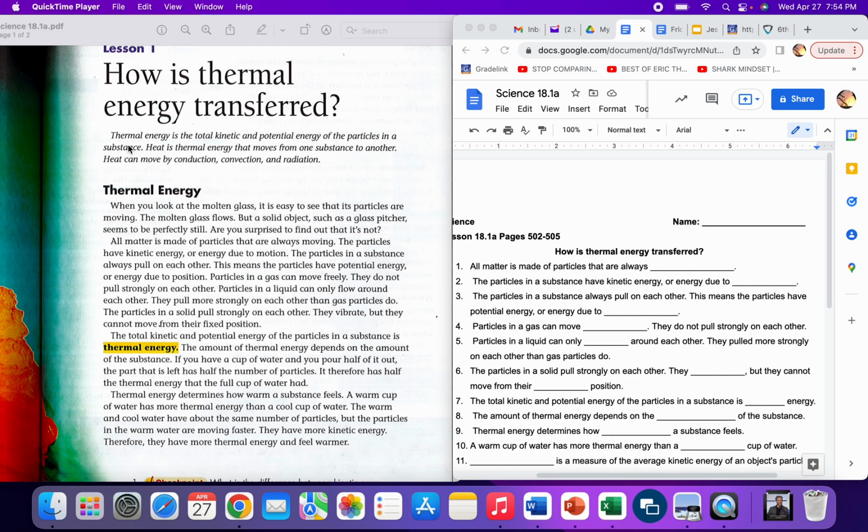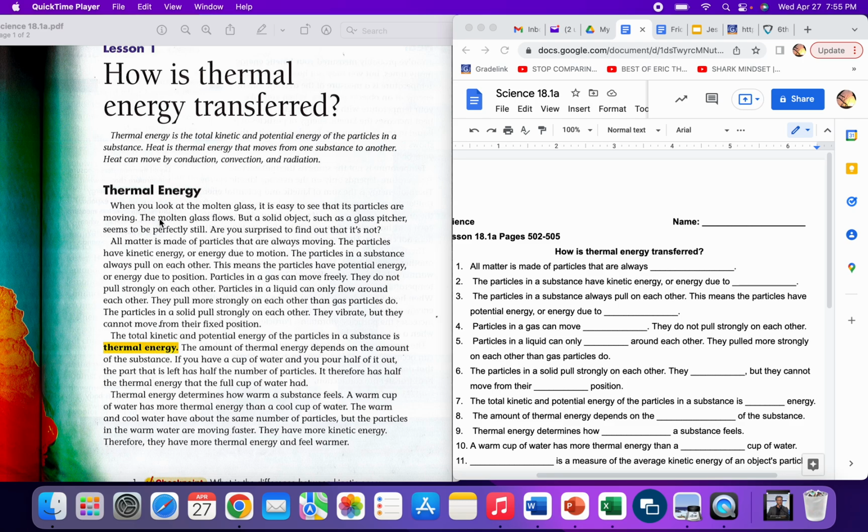The summary statement for today says thermal energy is the total kinetic and potential energy of the particles in a substance. We had that on our test yesterday, even though they don't give us the definition until this chapter. Heat is thermal energy that moves from one substance to another. Heat can move by 3 types: conduction, convection, and radiation. We'll talk about that as we cruise through the lesson. Let's get introduced to thermal energy.